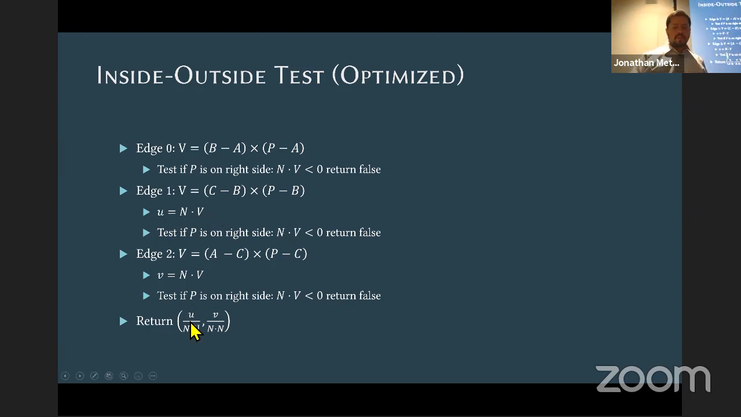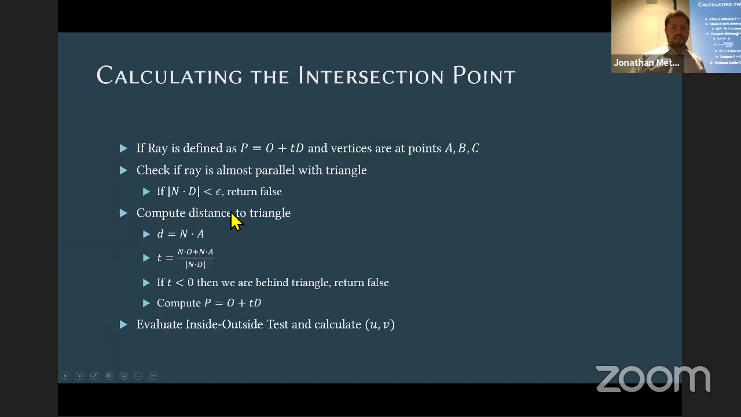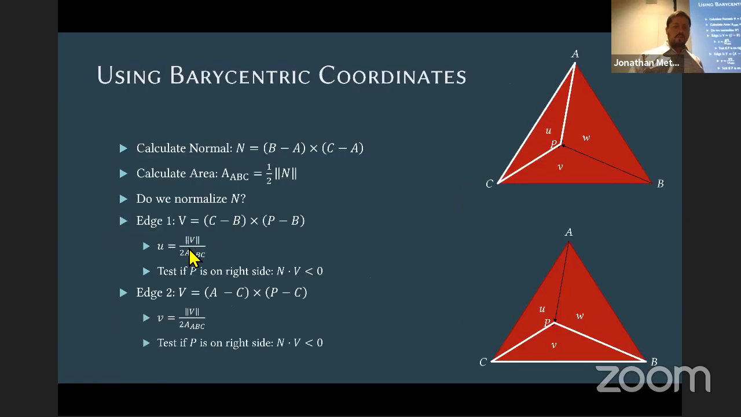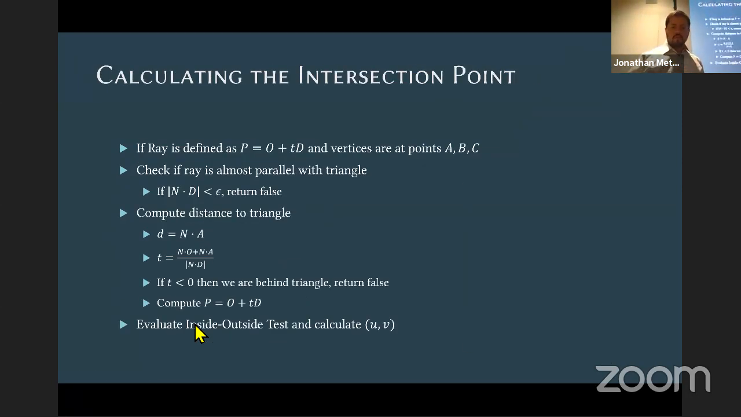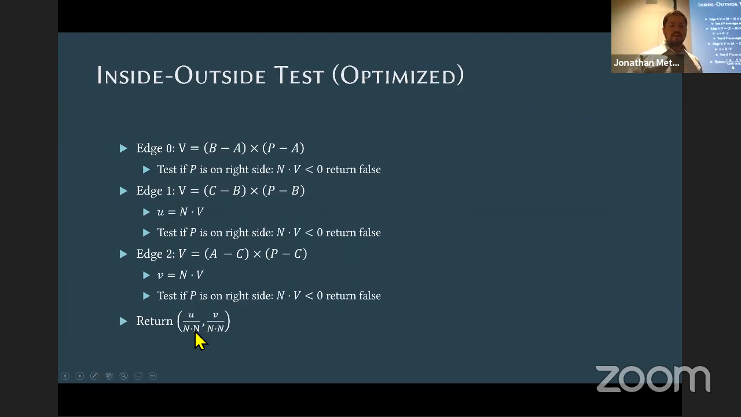And the main reason for that is we can do some math, and the Scratchapixel website has some more explanation of what we're doing here. But if you were to take a closer look at these equations, then there are some simplifications we can make. So if you expand all this out, you'll find out that what we're actually doing here is dividing by the normal dot the normal. Okay.